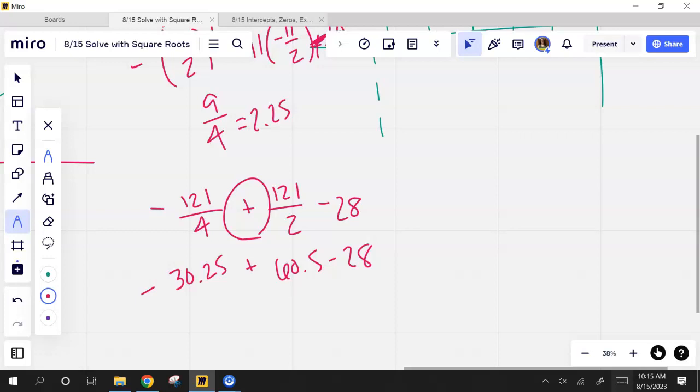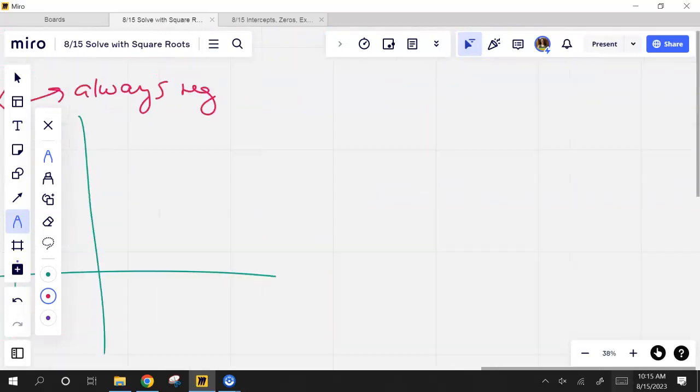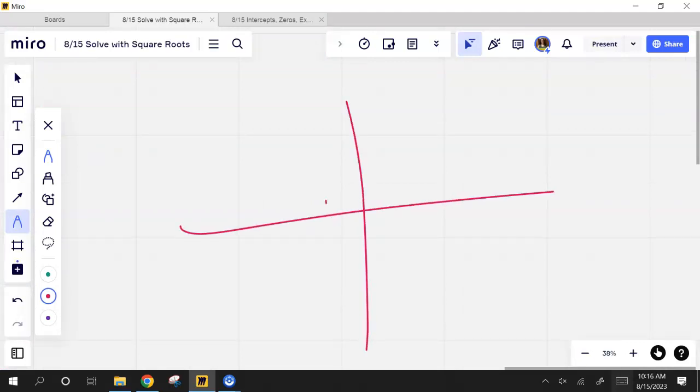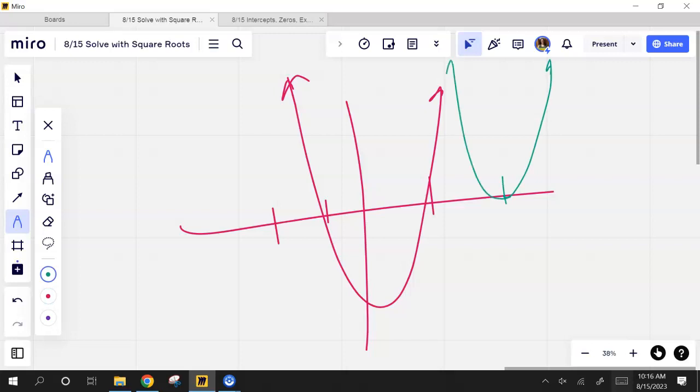Good deal? You'll have to graph, but I'll give you some that say graph and state the domain and range. You'll have to do that. But then if I give you a graph, what are the solutions? Tell me what they are though. 1 and negative 1. What are the solutions? Can everybody do that? All right, let's move on.